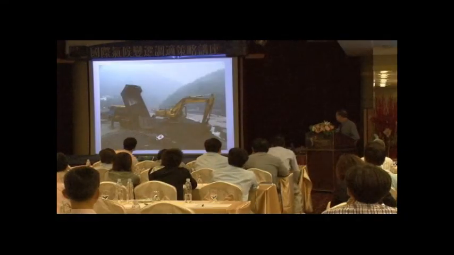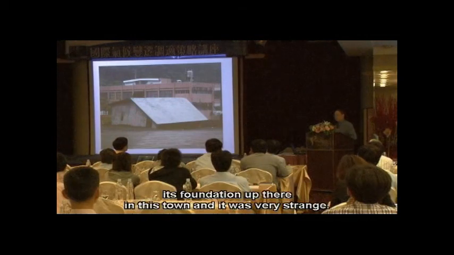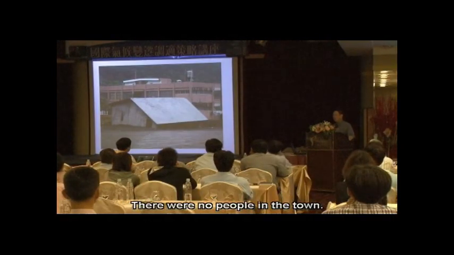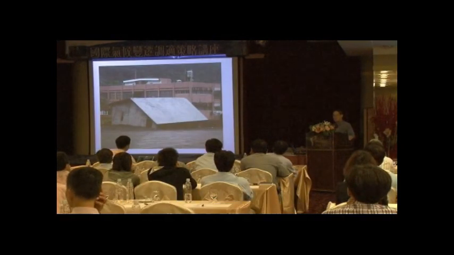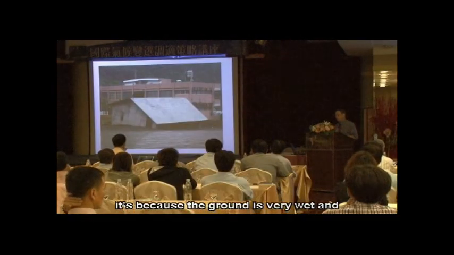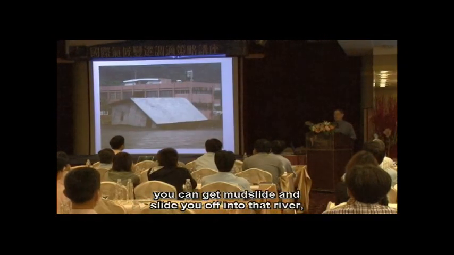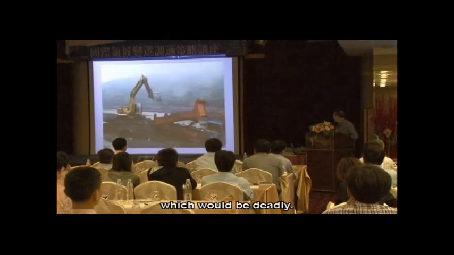Okay, next. So this cement house was just completely removed from its foundation up there in this town, and it was very strange. There were no people in the town. The police had removed them, and it wasn't because the river was necessarily going to flood. It's because the ground is very wet, and if you get heavy rain with very steep slopes behind you, you can get a mudslide and slide you off into that river, which would be deadly.